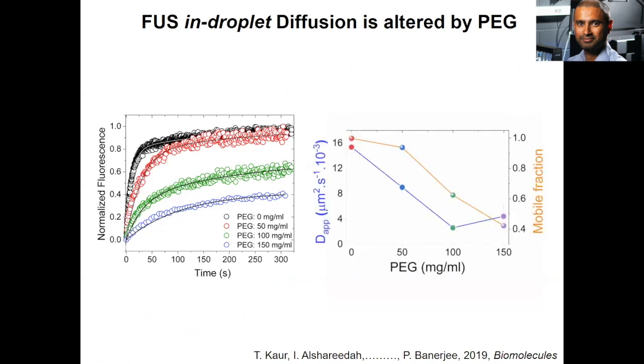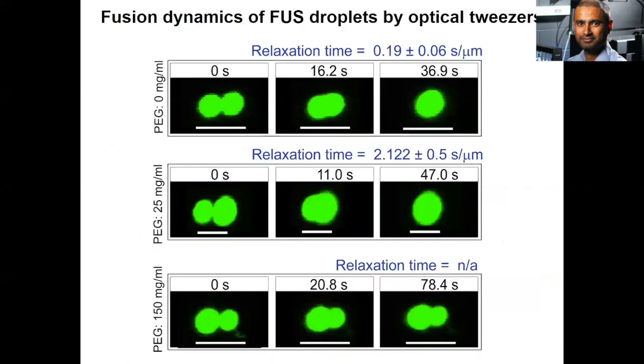We can do better. We can quantify this, using a 2D model, which suggests a relative change in apparent diffusion coefficient by 4-fold, from almost 16 microns squared per second to 4 microns squared per second. And the mobile fraction, which tells us what fraction of molecules is mobile within the liquid condensates, changes from 100% to 40%, suggesting that by changing this much PEG, you're changing the physical properties of these condensates.